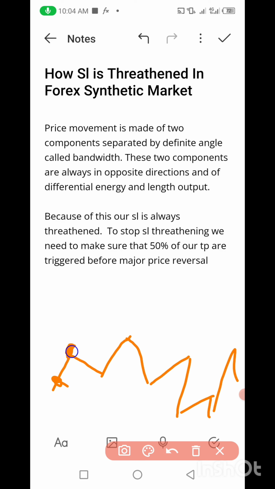Like 50% of your take profit should be near here, exactly before this turning point, because you don't know when this movement will end. You don't know when this movement will end. Most times this movement will come and threaten your entry. If it threatens your entry, it does what? It will go and hit your stop loss that you place here.